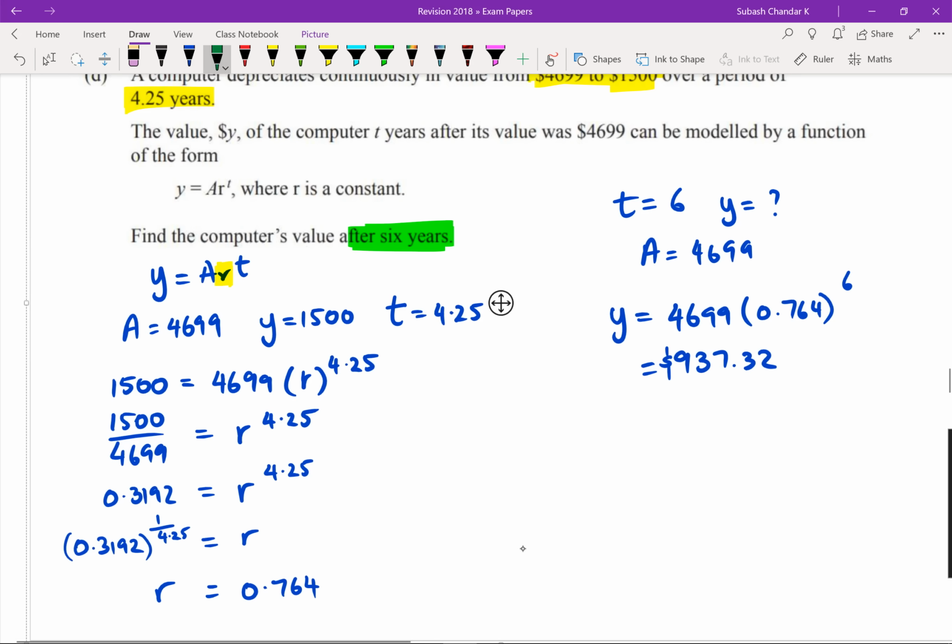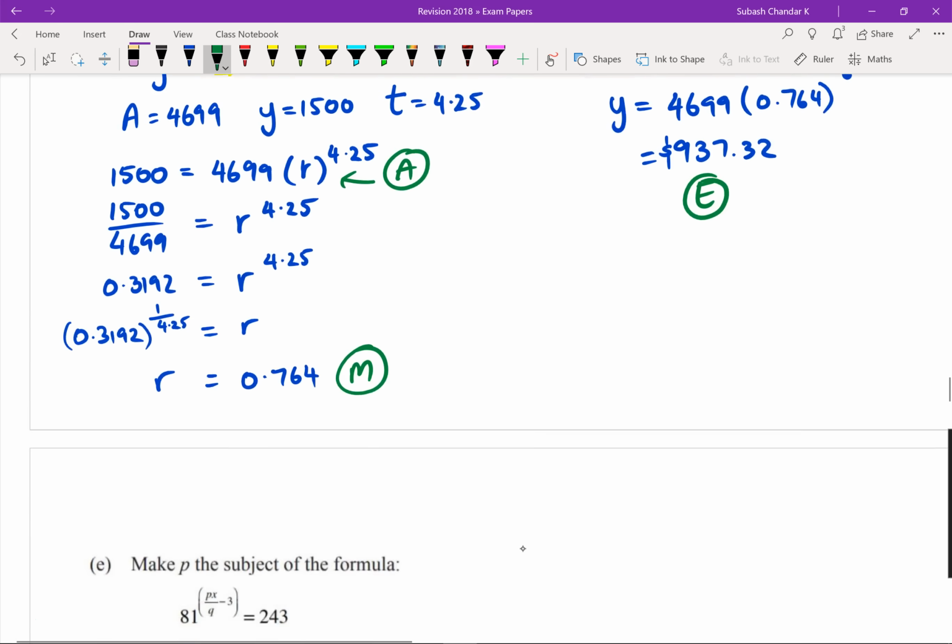So grades wise, the final grade is Excellence if you get the final value. Finding the R value gets you a Merit. Setting up the equation with the correct value for A, I would say just this part right here, gets you an Achieved. It's one of those really strange questions because it's quite easy to get an Excellence in this question. Okay, so that's question D. Let's go to question E.